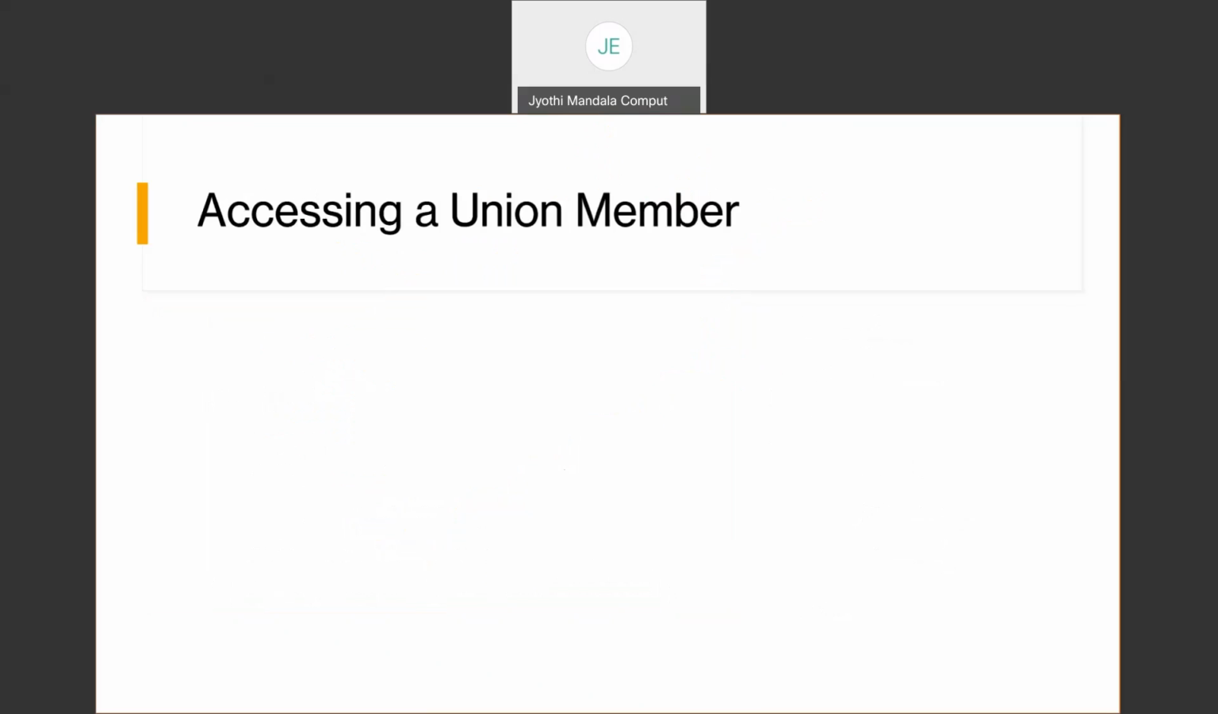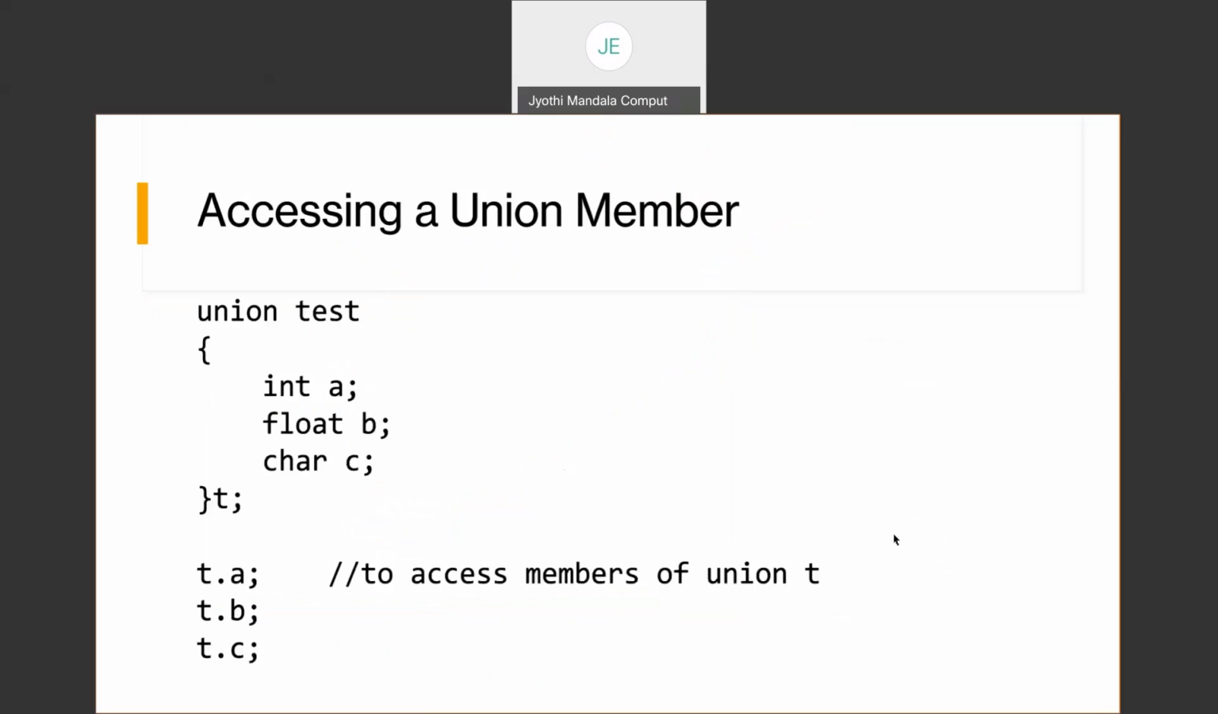Now, accessing a union member, how will it be done? Same as your structure. In a structure, we accessed the members by using the dot operator. Here also, we'll be using the dot operator only. Once the variable has been created, the members can be accessed by using the dot operator. Right? Now, to understand the difference between the structure and union, and how the memory is shared, let us take a simple example. I have already written the code.